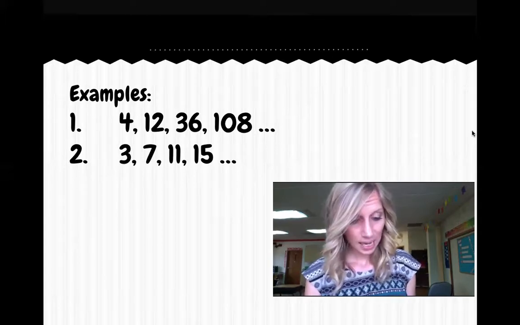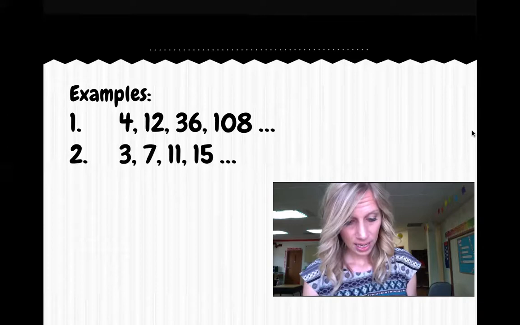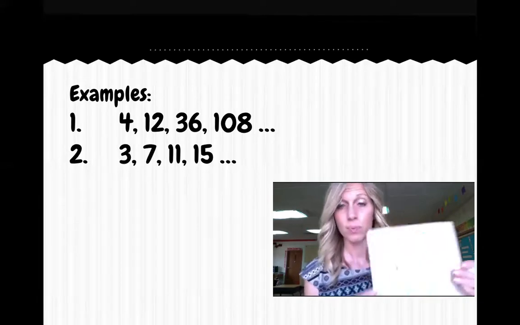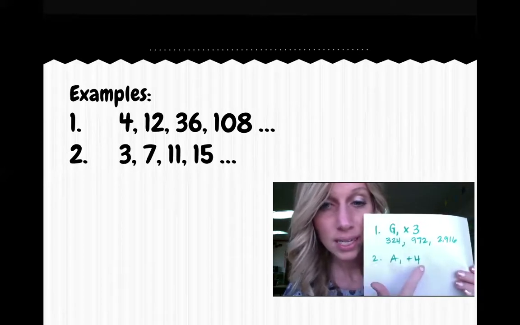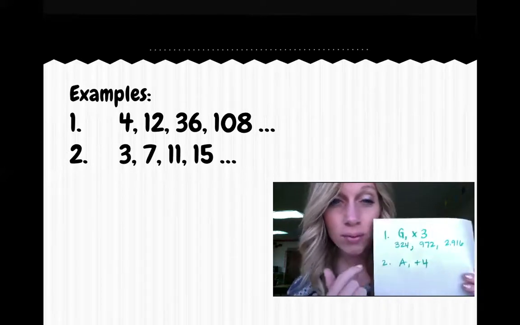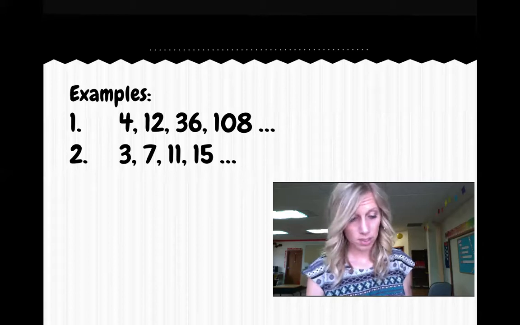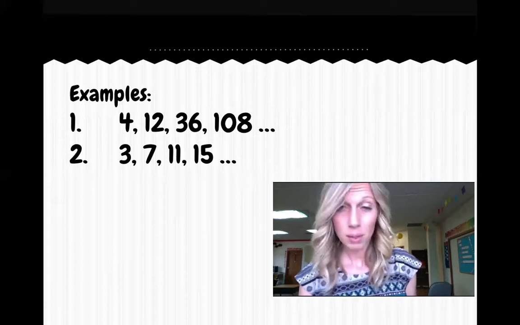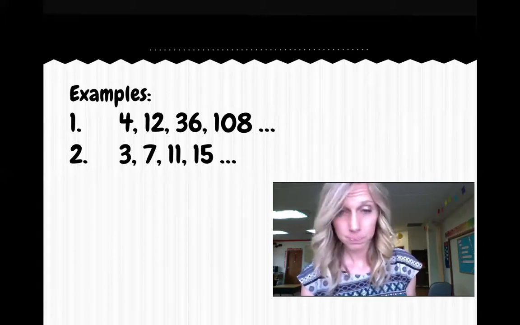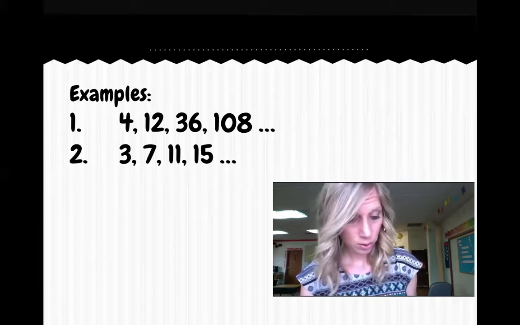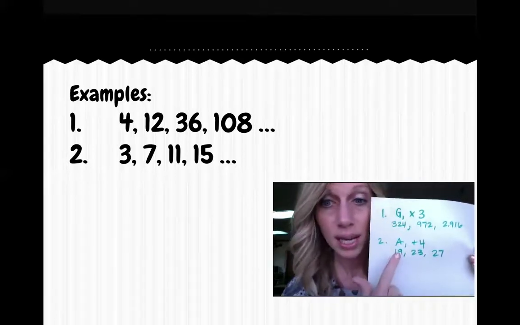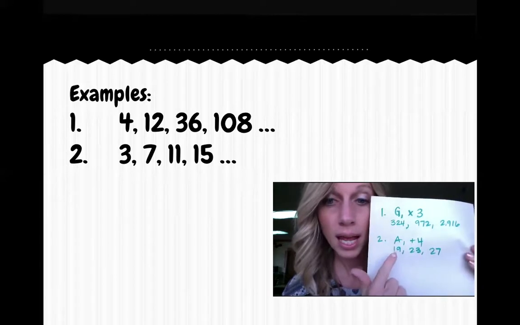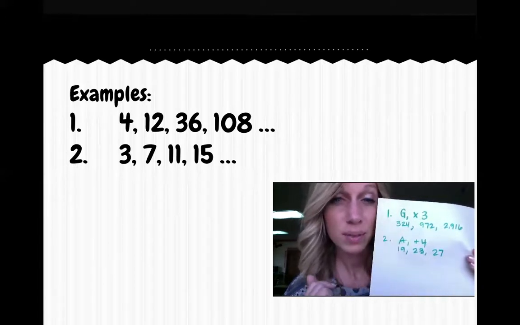So if it's an adding problem, then I have to write A, or arithmetic, but you can just write A, and then you write that the pattern is adding 4. And then you have to write the next 3 terms. So we're going to start with 15, and we add 4, and we get 19. 19 plus 4 is 23, and 23 plus 4 is 27. So your answer is going to say arithmetic plus 4, and these are your next 3 terms in the sequence.